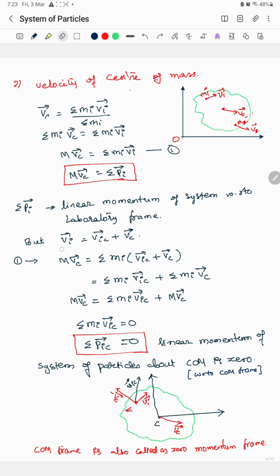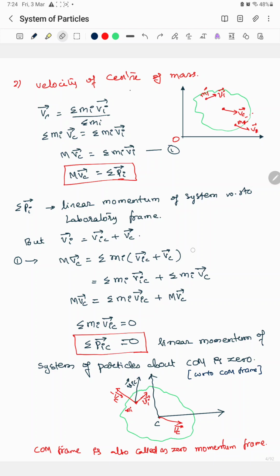But we know this Vi is equal to Vic plus Vc. So Vi is the ith particle velocity with respect to the laboratory frame, Vc is the center of mass velocity with respect to the laboratory frame, and Vic is the ith particle velocity with respect to the center of mass frame. Here this is the center of mass frame, and here is the ith particle. Let me take this as the ith particle, with its velocity and mass. Now this is the center of mass velocity, right? Now I am taking with respect to the center of mass, so minus Vc bar, and the resultant vector is Vic bar.